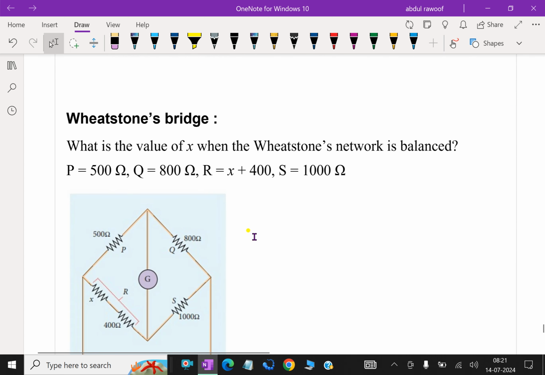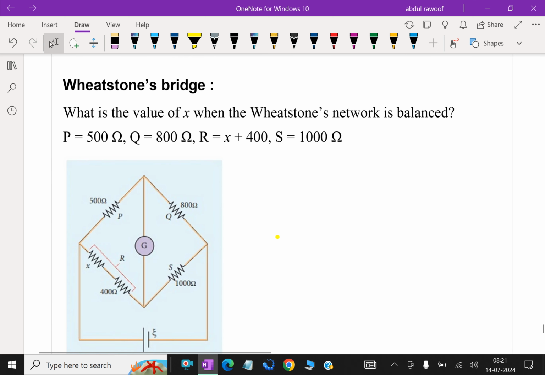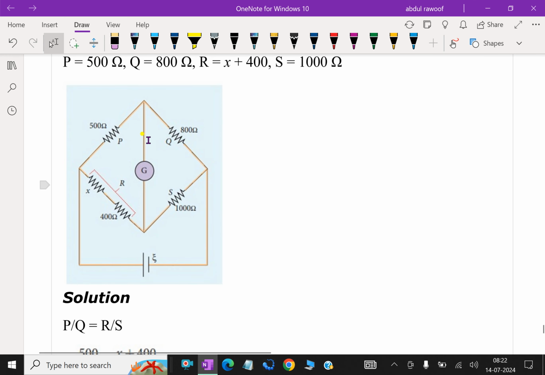Next, an example for Wheatstone's bridge. Here, Kirchhoff's law is used for solving a Wheatstone bridge problem. What is the value of X when the Wheatstone network is balanced? Suppose here it's a Wheatstone bridge. Here the galvanometer shows 0. That means null current here. This is called a balanced Wheatstone bridge.